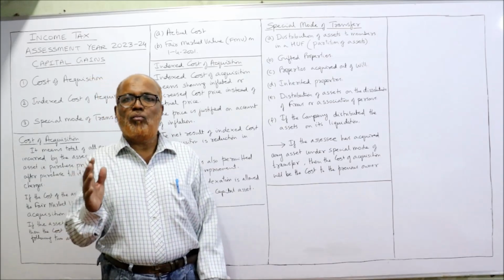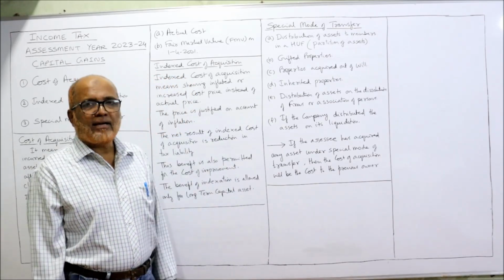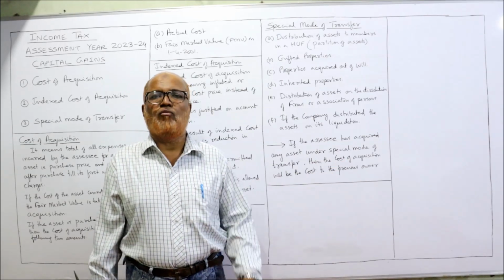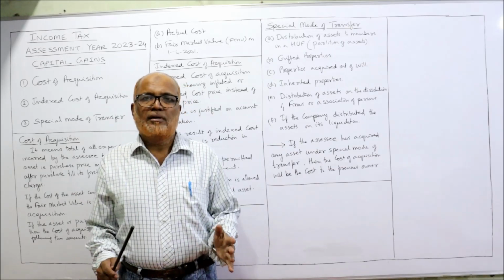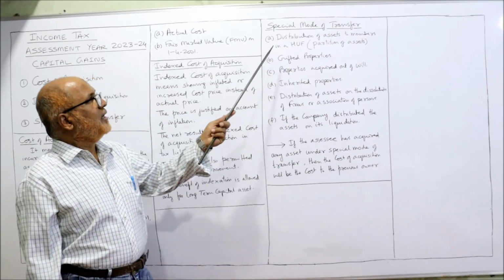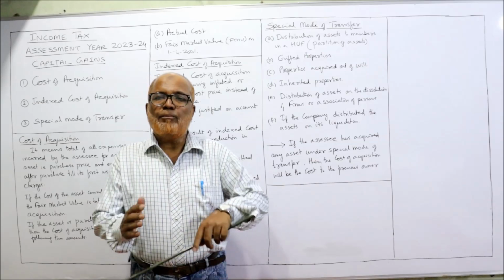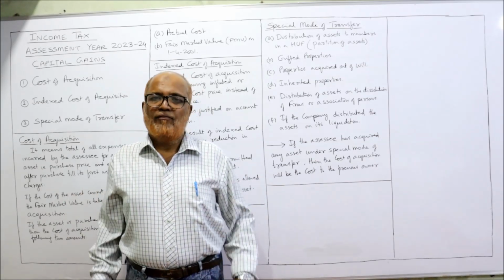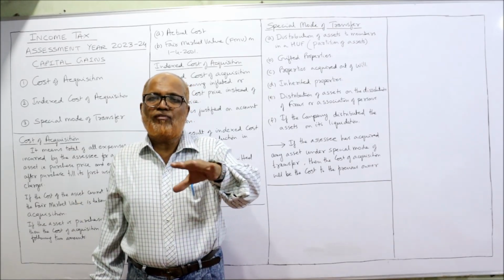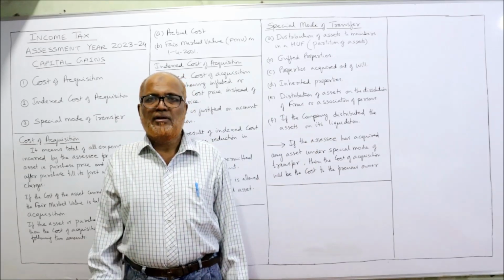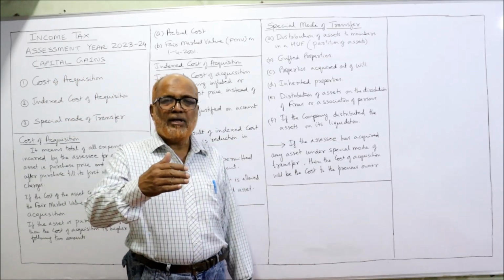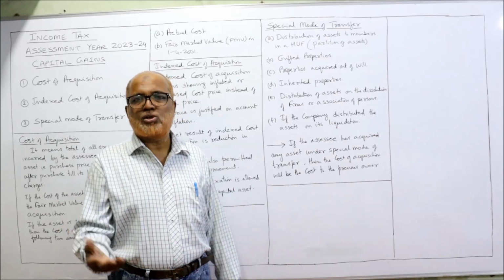Now I am coming to special mode of transfer. Actually, transfer takes place when one person transfers the ownership to another person voluntarily. But sometimes there is a special mode of transfer, such as distribution of assets to members at the time of partition of a Hindu undivided family. When the Hindu undivided family is closed, all the assets of the HUF will be transferred to the members, the owners. In that case, it's a special mode of transfer. Gifted property: when some property is gifted by one person to another person, that is also a special mode.